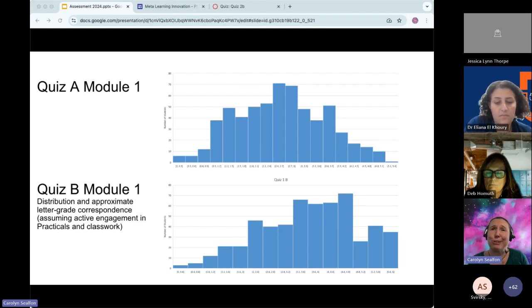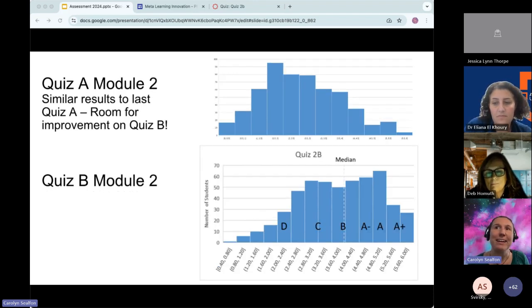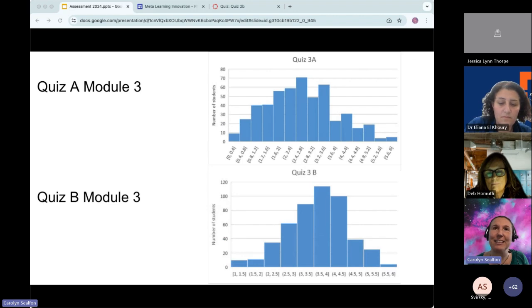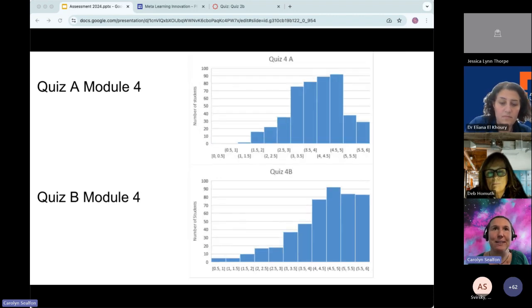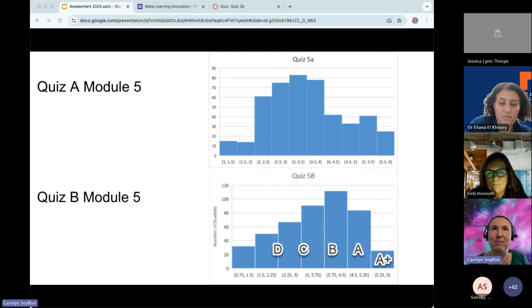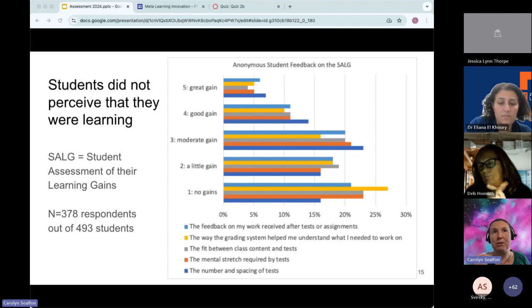There was no evidence, the good news, no evidence of cheating that was successful anyway. But over time, it's not like they necessarily improved all that much, right? There were different levels of difficulty of the quizzes, but they did consistently do a little bit better on quiz B, but students felt very frustrated for sure.